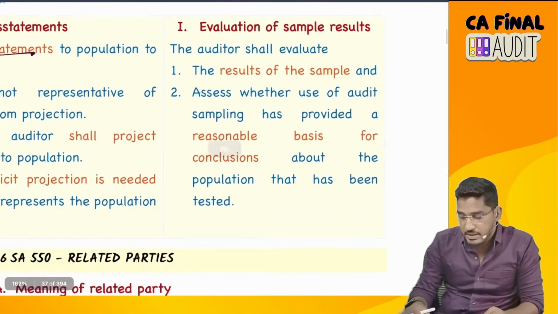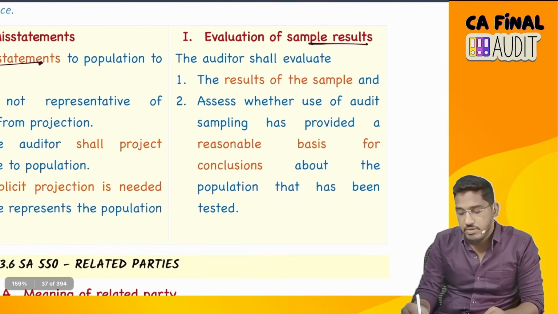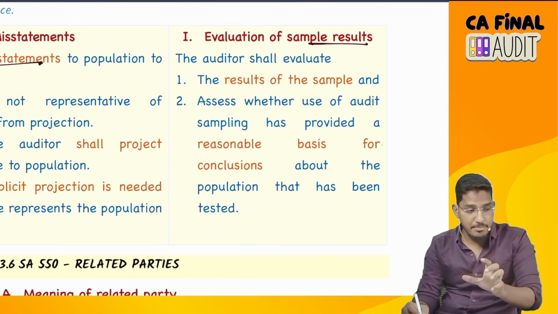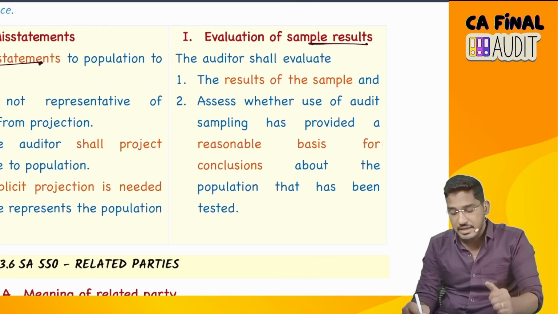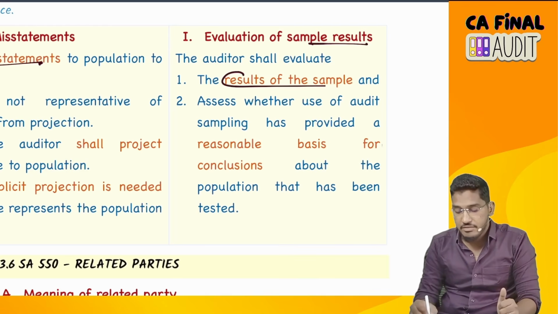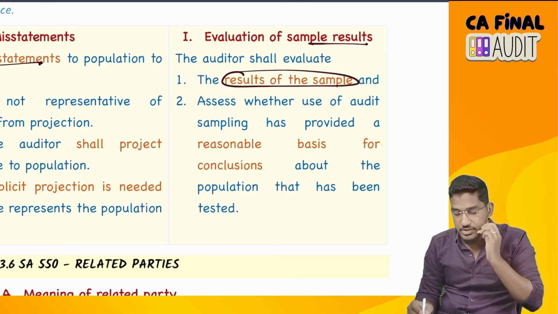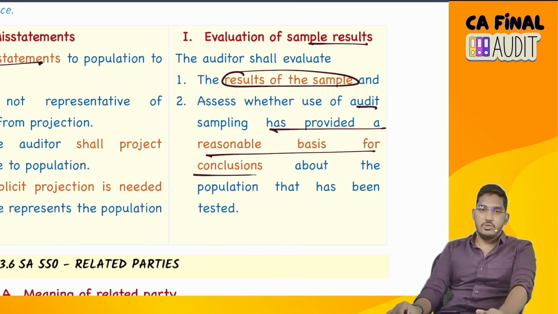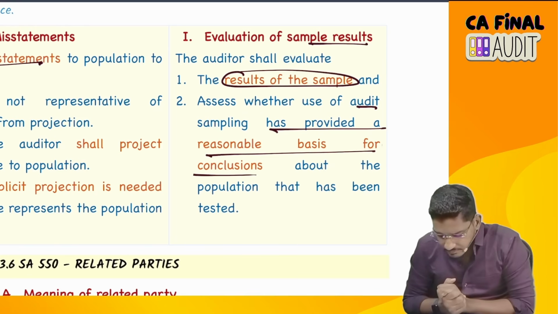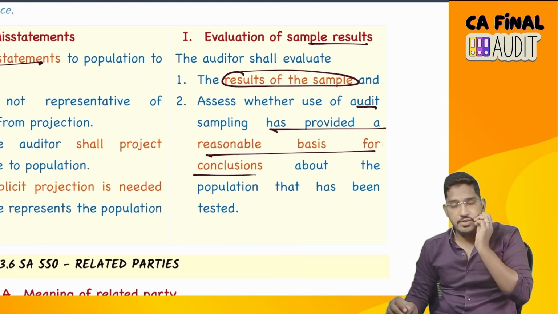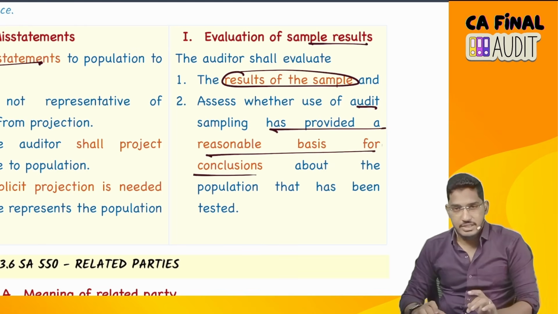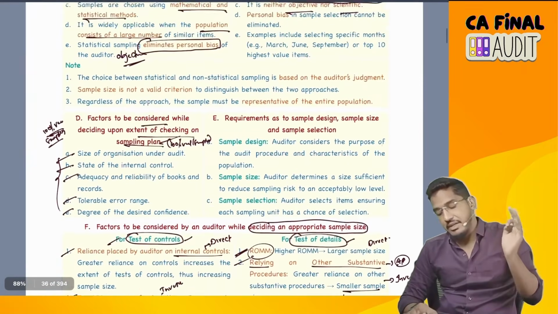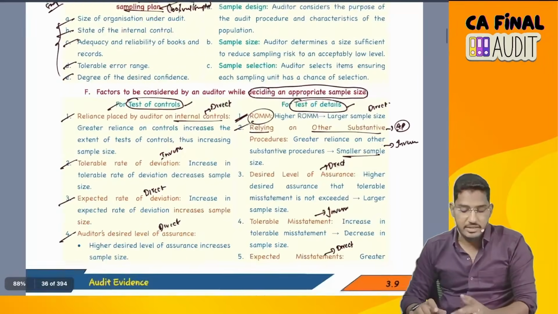And last concept here, evaluation of the sample results. Now you will perform audit procedures on the sample. By performing those audit procedures, you will have the sample results. Those results you need to analyze, those results you have to evaluate. So the auditor shall evaluate results of the sample, and you should assess whether audit sampling has provided a reasonable basis for your conclusions. Has the sampling provided you a reasonable basis for your conclusion or not? That evaluation, that analysis finally you have to do. So this is the discussion regarding SA 530. So we have completed SA 530 also.